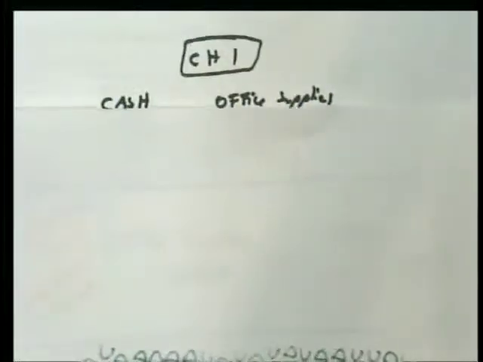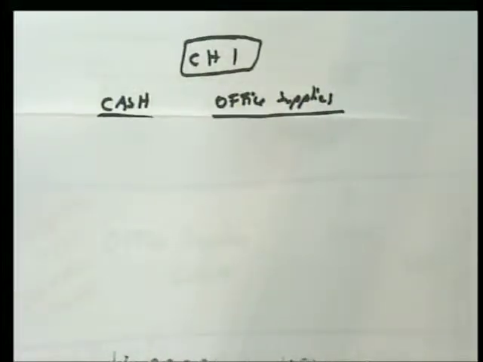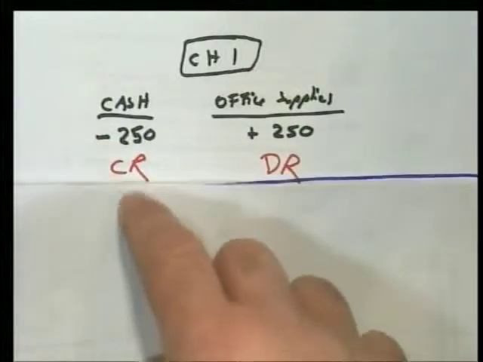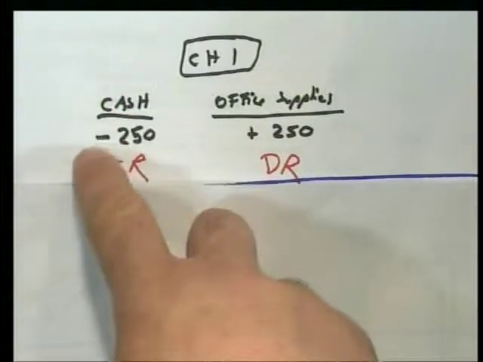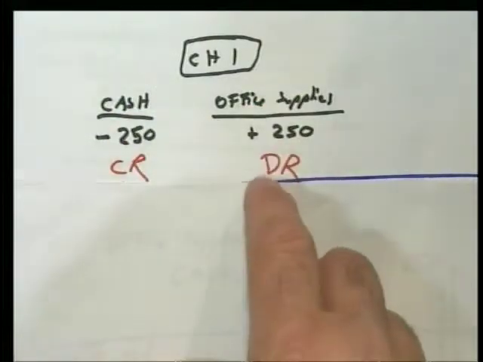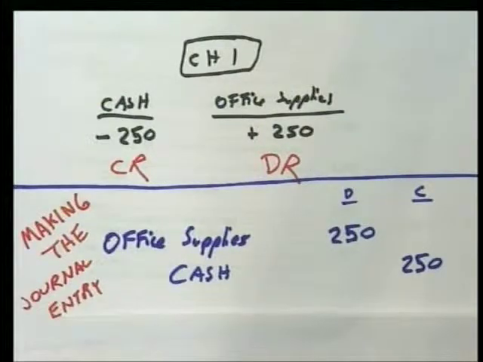What's the chapter 1 way? List the accounts being affected. Do they increase or decrease, and by how much? Then, how do you make that account do that? Using our knowledge of debits and credits, how do you make cash decrease? You credit it. How do you make office supplies increase? You debit it. Then do your journal entry.